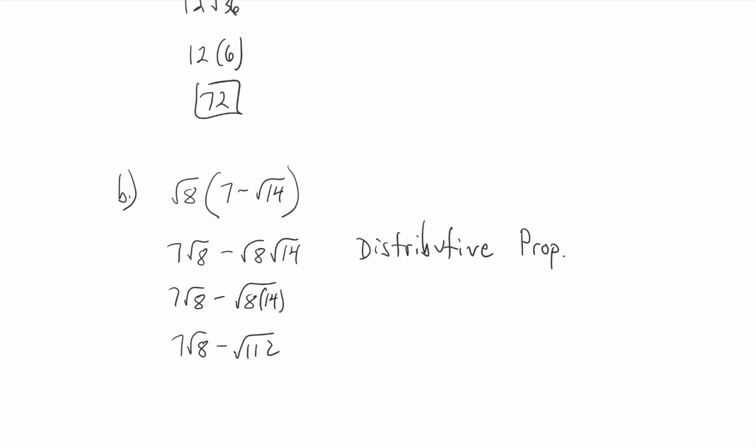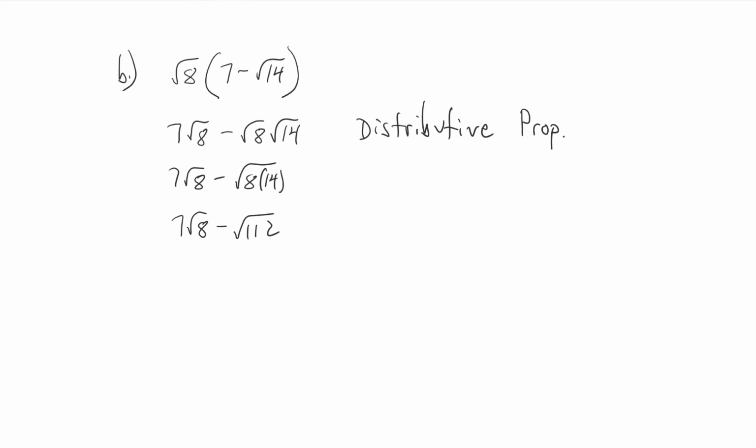Okay, so we've done all our multiplication. All the multiplication is done. I don't think there's any other multiplication I could be doing. So now we want to simplify. So principal square root of 8, well, 4 goes in there. 4 is the biggest perfect square that goes into 8. And then 112, the biggest perfect square that goes into 112 is 16.